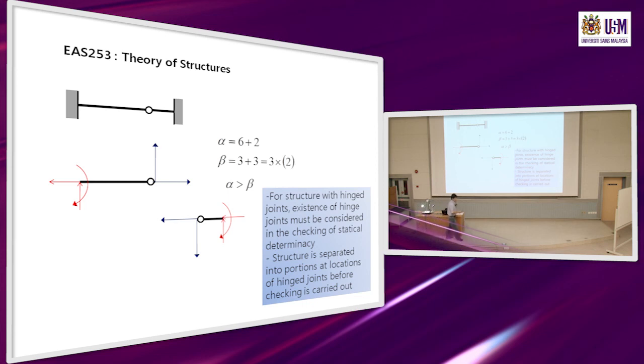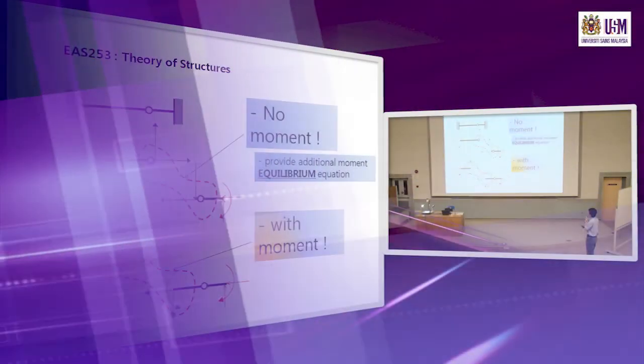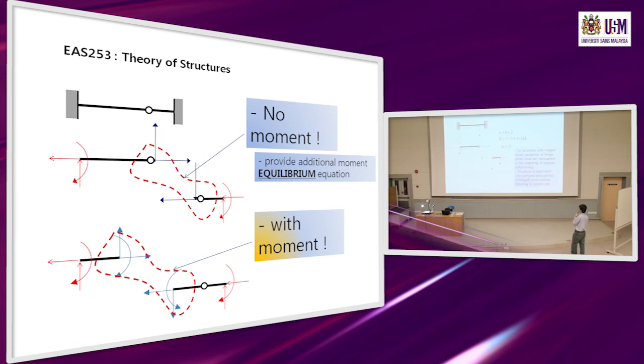This is what we have to be aware of. Whenever there is a hinge joint, you have to take that hinge joint into consideration. One way is you cut here and count how many forces result from this cutting. Because you cut, you have three equilibrium equations for each part. So 3 plus 3, it becomes 6. Then you compare alpha and beta.